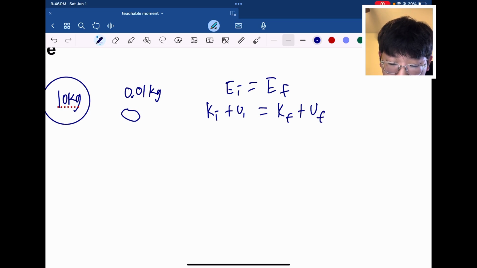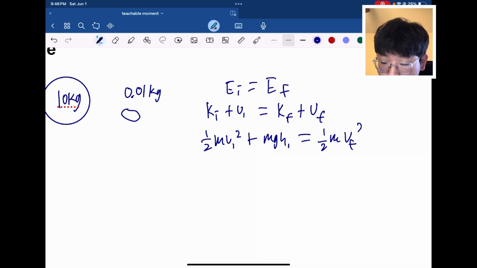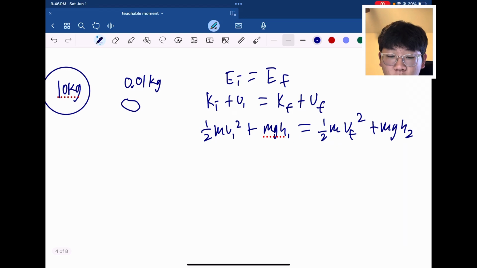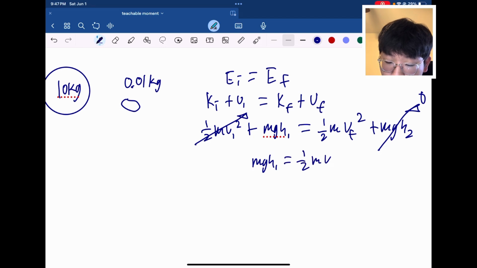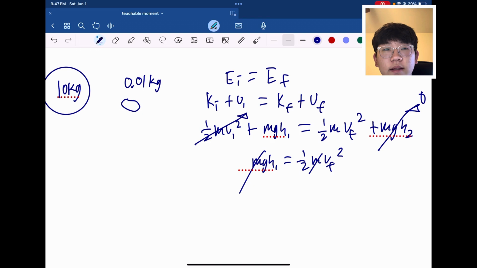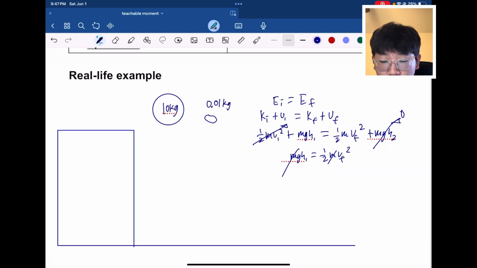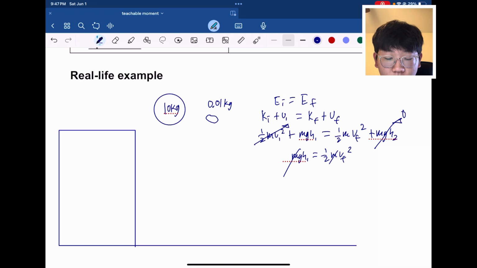We can say 1/2 mv initial squared plus mgh initial is 1/2 mv final squared plus mgh final. Right after we drop, the velocity is almost zero, so we can cross this out, and in the final state, after it reaches the floor, there's going to be no potential energy because the height is zero. Then we know that mgh initial is 1/2 mv final squared, and the mass gets cancelled out, which means the mass does not affect the velocity or time it takes for the object to drop.